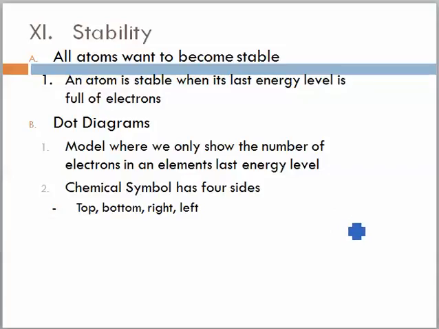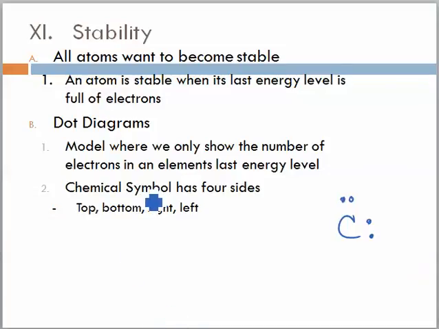So for example, carbon. Carbon has 6 protons and 6 electrons. 2 of them are in the first level. So how many electrons are in the last one? There would be 4. So in a dot diagram, we'd put 4 electrons out here. Notice that it's not full because carbon wants its last energy level to be full, so we could have 4 total more for it to have 8 in its last energy level.